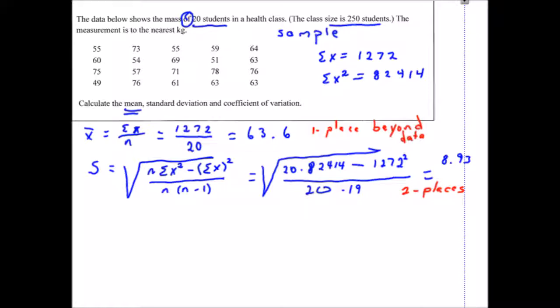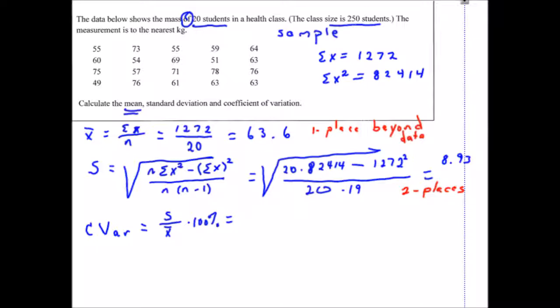The coefficient of variation, same notation, C V, but you obviously don't have sigma or mu. It's s over x bar. And again, it's times 100% because it is a percentage of variation. It's a way to compare different values, different data sets.